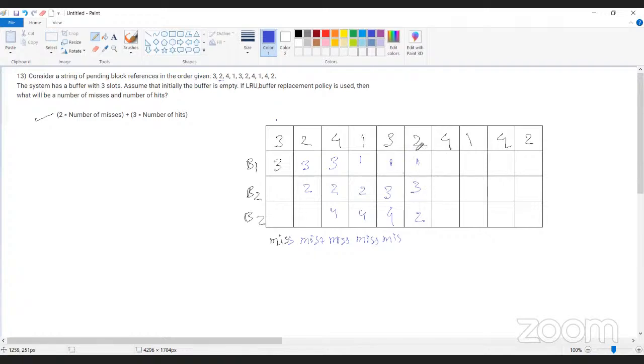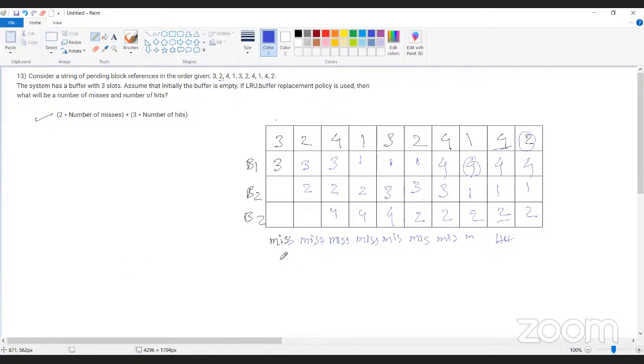When we insert 4, 1 will be removed, right? So 4, then 3, then 2. When we insert 1, 3 will be removed, right? So 4, 1, then 2. This also misses. When the request is for 4, it will hit, right? 4 is already available, so 4, 1, 2. This is a hit. And on request to 2, this is also a hit. 2 is already available. 4, 1, 2.